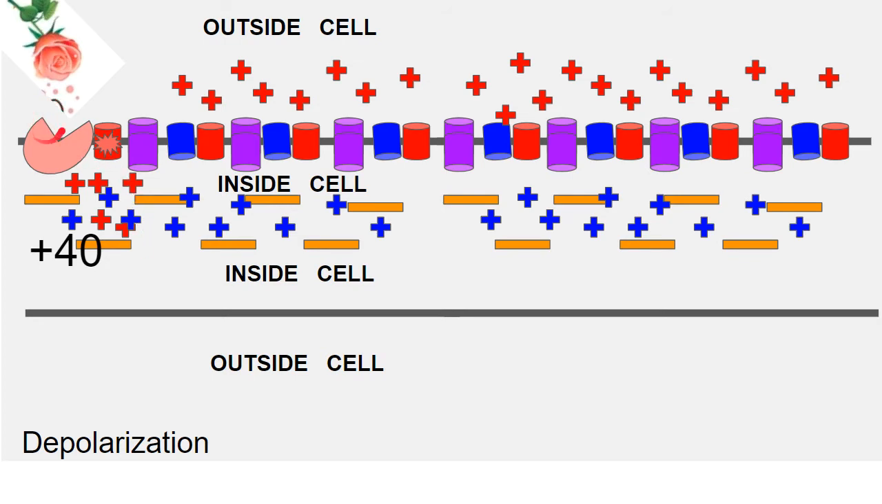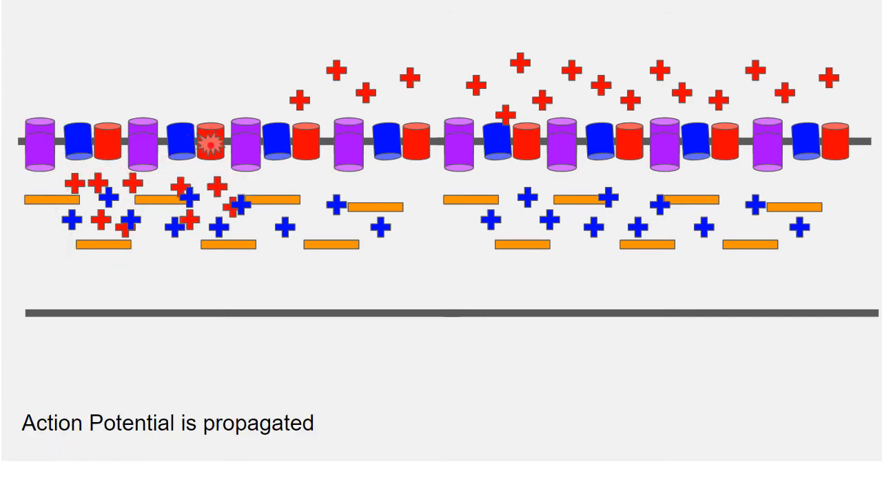The initial reception of a stimulus would cause the first sodium ion channel to open, which would cause sodium to rush in. This is called depolarization, and it would change the charge from -70 to +40. This +40 voltage would then trigger the next sodium ion channel to open because this is voltage gated. The gate on the channel opens due to a change in the voltage. And now that +40 is being propagated.